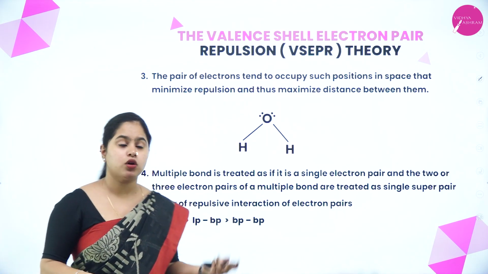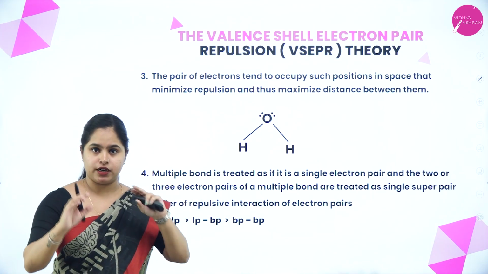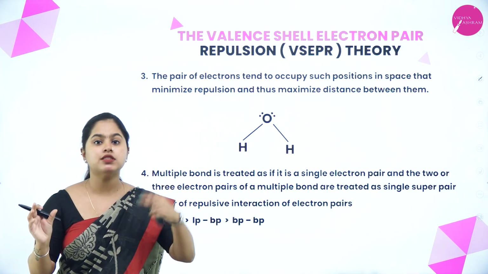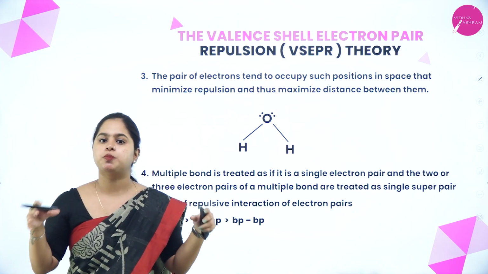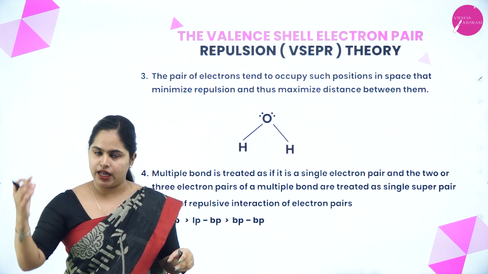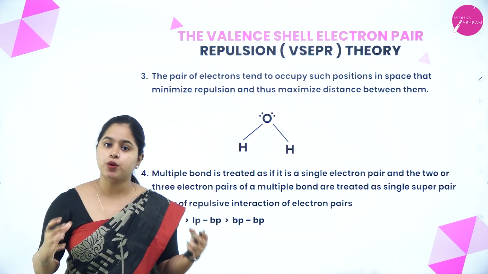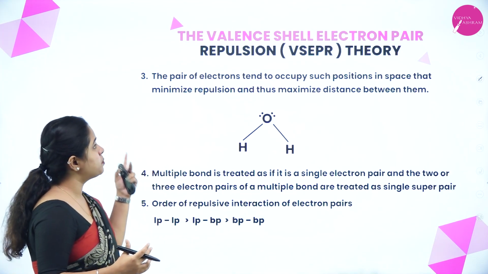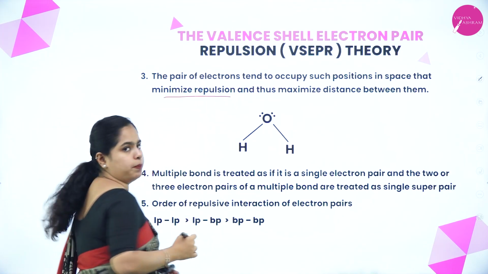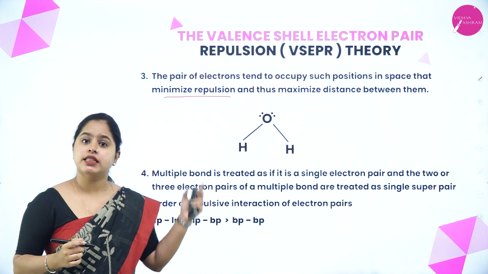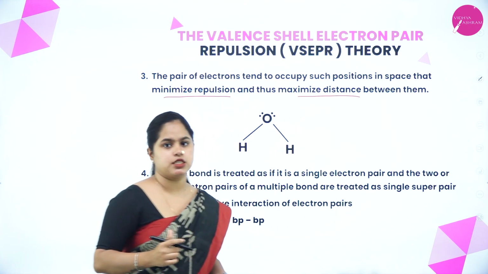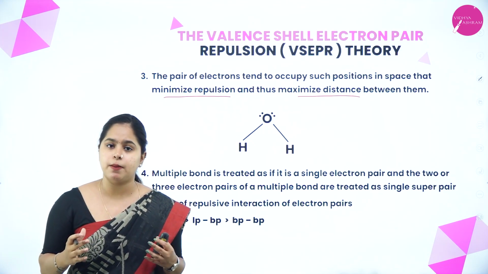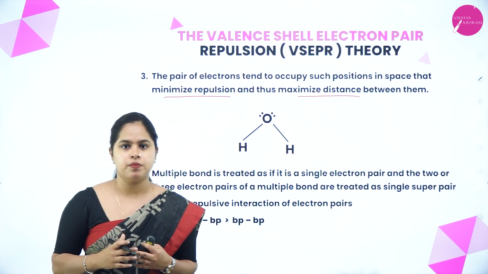Same case with the electrons. One pair of electrons and the other pair of electrons tend to occupy such positions in the valence shell, in space, that minimize the repulsion. They try to minimize the repulsion and maximize the distance between them so that the stability will be maximum.